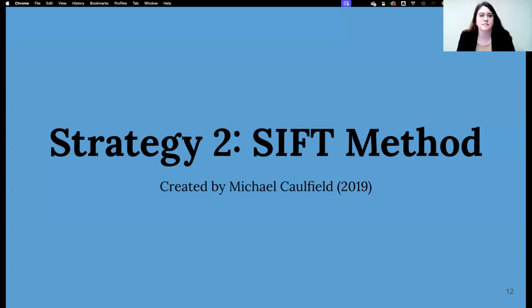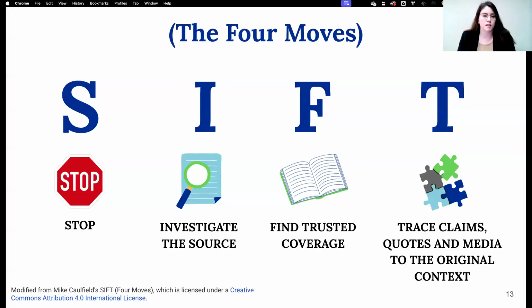The SIFT method is really useful for helping students identify false information, getting them into the habit of taking a moment to evaluate sources before reading or sharing something online. The SIFT method consists of 4 key moves, and each serves as an intermediate step in the fact-checking process. You have stop, investigate the source, find trusted coverage, and trace claims, quotes, and media to the original context.